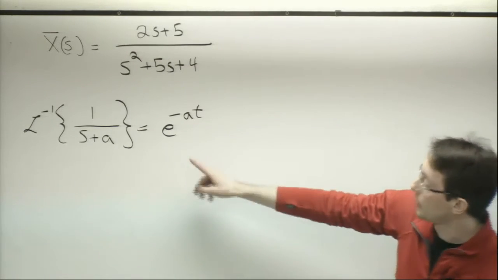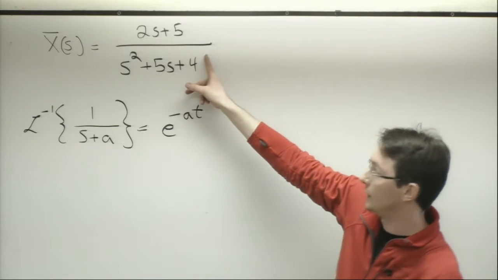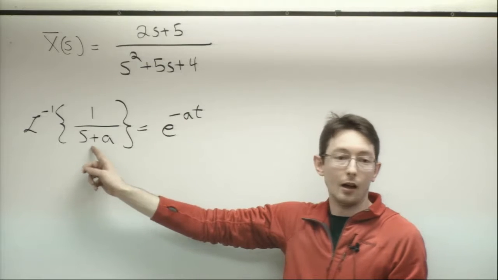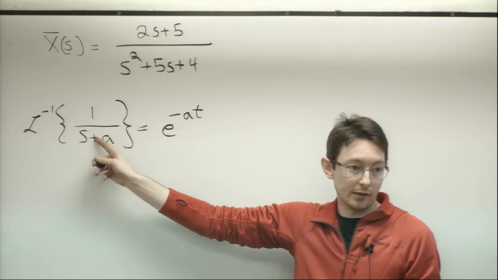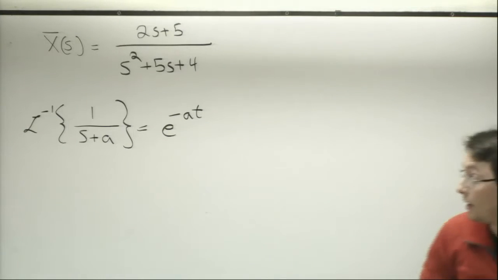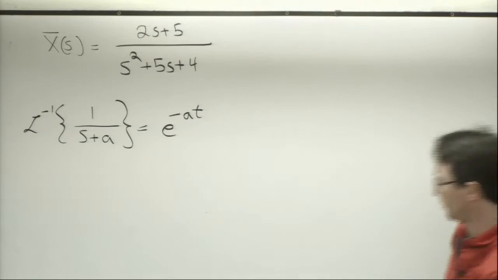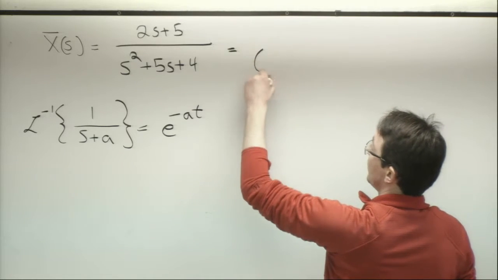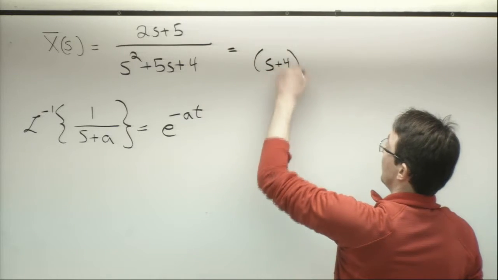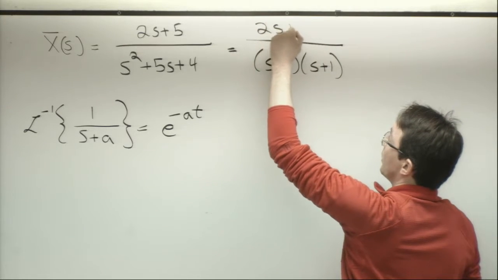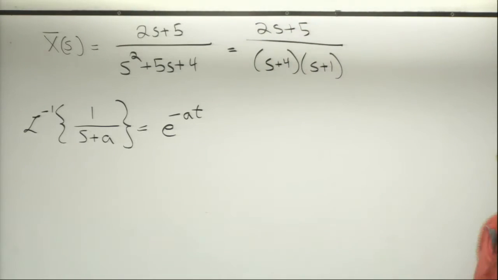So what I'm going to try to do is split this polynomial up, this rational expression, into a sum of first-order monomial fractions. This is called partial fractions. This is how everyone solves ODEs using Laplace transforms. So what we're going to do is say this is really equal to some stuff over s plus 4 times s plus 1.